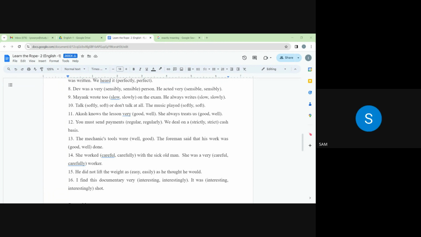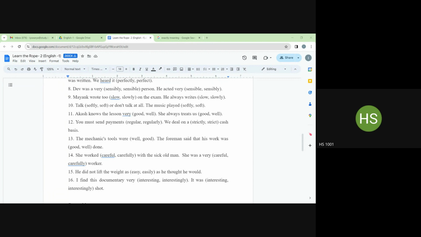Ma'am, in the 11th, in the first sentence, Akash knows the lesson very well. If they had not used very, then what will be the answer?